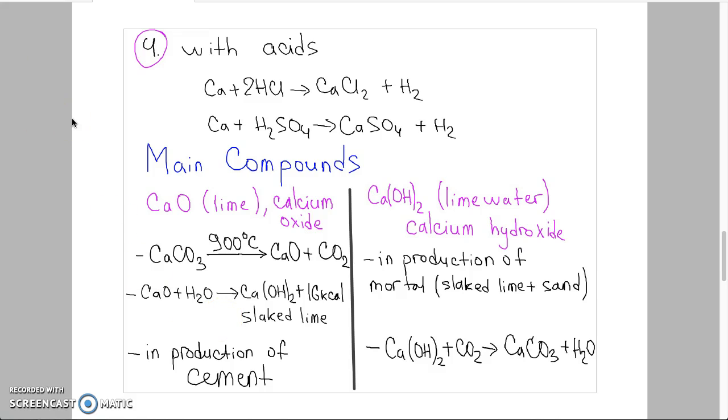Calcium hydroxide, or lime water, is used in preparation of mortar, slaked lime plus sand, which sets to solid by reconversion of calcium hydroxide to calcium carbonate as a result of the reaction with carbon dioxide in the air, as you can see here in the reaction.